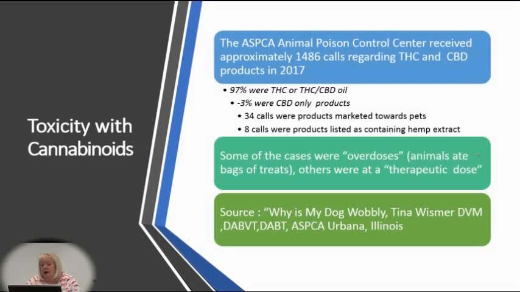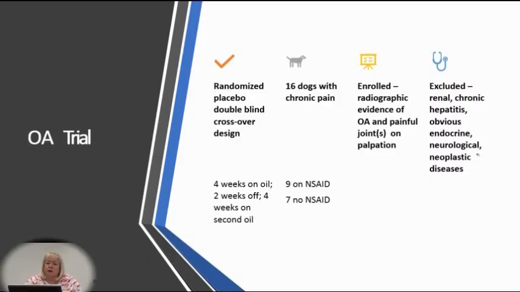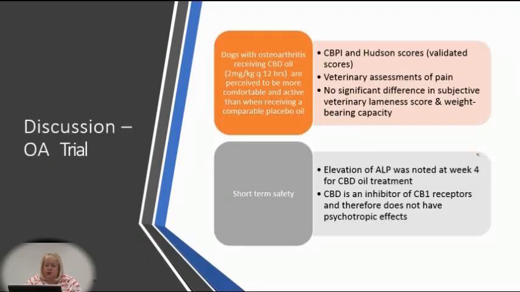But there was a trial that was done at Cornell by Dr. Laurie Jo Gamble, Dr. Joe Wachschlag. They did an osteoarthritis trial, 16 dogs that had chronic pain. Some of them were on NSAIDs, some were not. It was a double crossover study. They excluded the dogs that they shouldn't have. They checked them out with the Hudson and CBP scores, the Canine Brief Pain Index. As far as safety goes, they only found an elevation in the alk-phos. The CBD is an inhibitor of CB1 receptor, so there was no psychotropic effects.